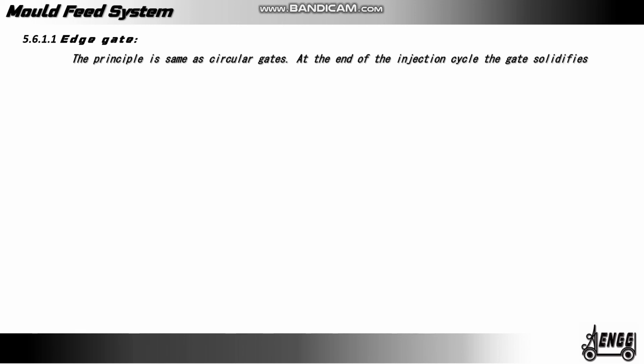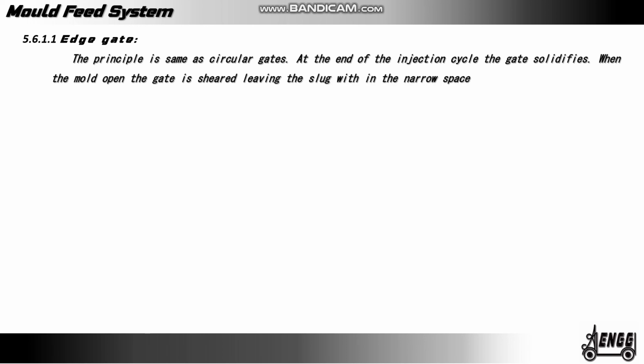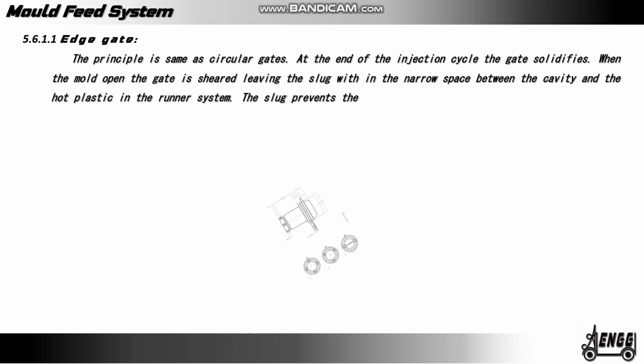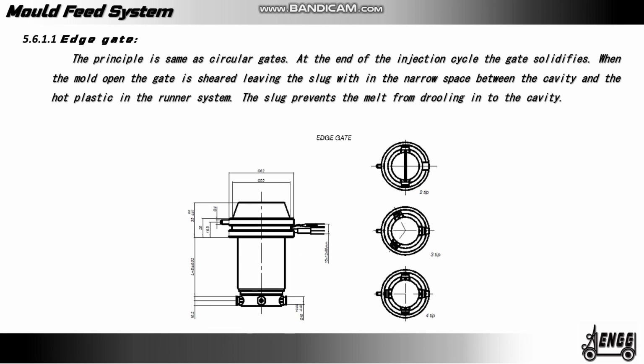Edge gate. The principle is the same as circular gate. At the end of the injection cycle, the gate solidifies. When the mold opens, the gate is sheared, leaving a slug within the narrow space between the cavity and the hot plastic in the runner system. The slug prevents the melt from drooling into the cavity. When the next shot happens, the slug is pushed into the cavity.